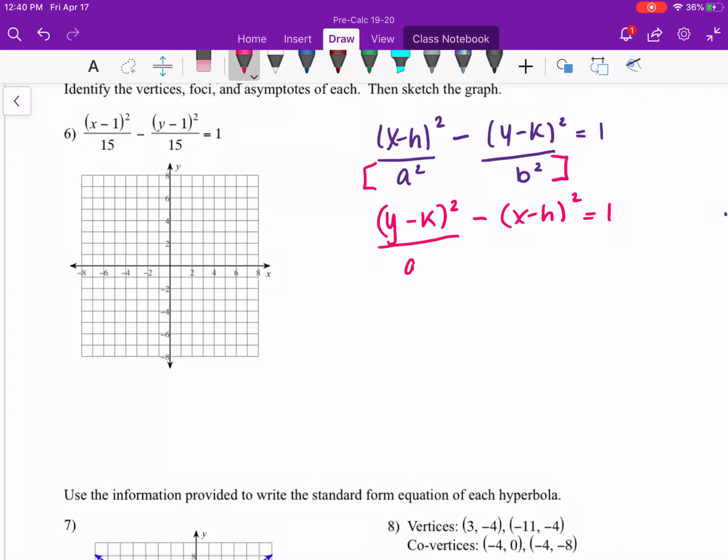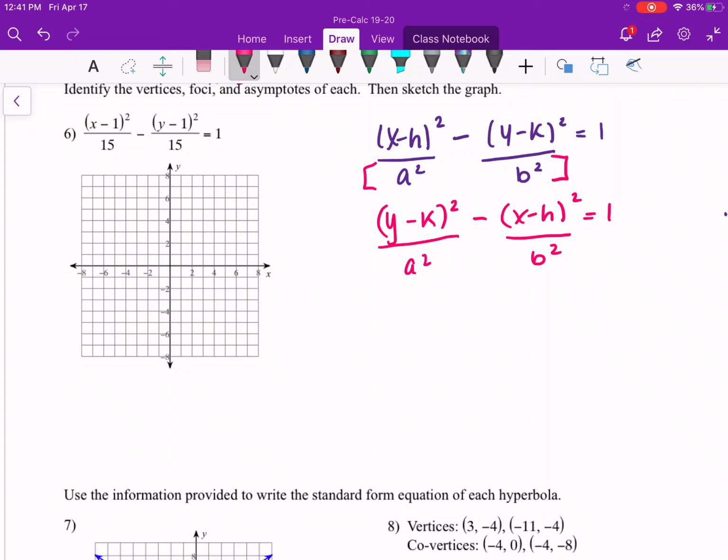But a squared is always going to be the first denominator. B squared is always going to be the second denominator. So again, in ellipses, think about the numerators being fixed, and you can flip the denominators. In hyperbolas, think about the denominators being fixed, but you can flip the numerators. And remember, hyperbolas have the minus sign in the middle. So that's your hyperbola generic equation.